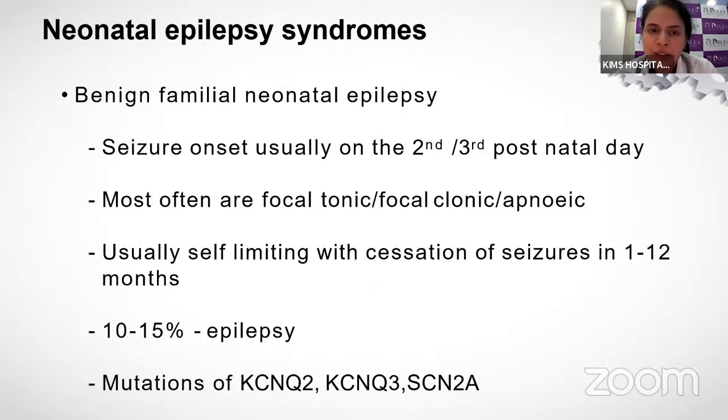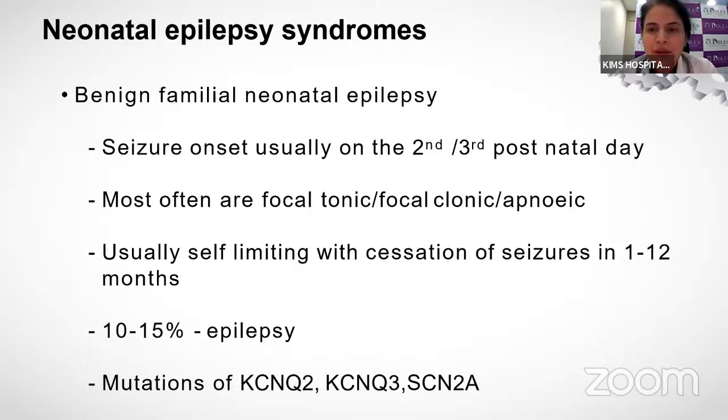So in addition to HIE seizures, metabolic, infective seizures, seizures due to intracranial bleeds, stroke, as well as CNS anomalies, we also sometimes encounter neonatal epilepsy syndromes.